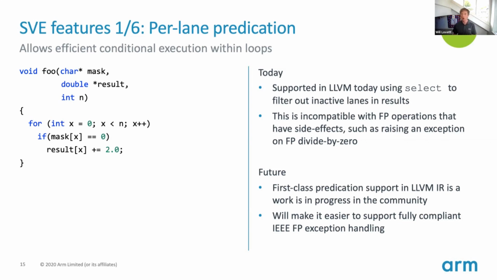Now this isn't a very common use case, and it's not super important, and it's also possible to get around this using select. But the full solution to this would be to have first-class predication support in LLVM, which is a work in progress in the community. And when that lands, that'll make it much easier to support fully compliant IEEE exception handling.